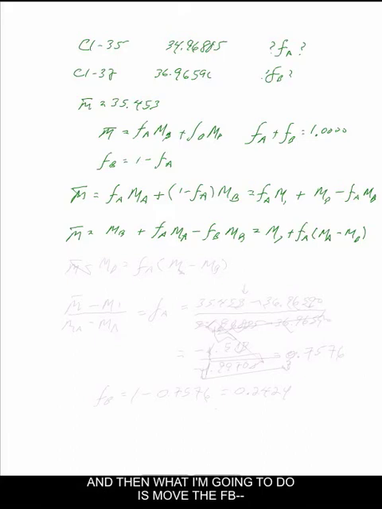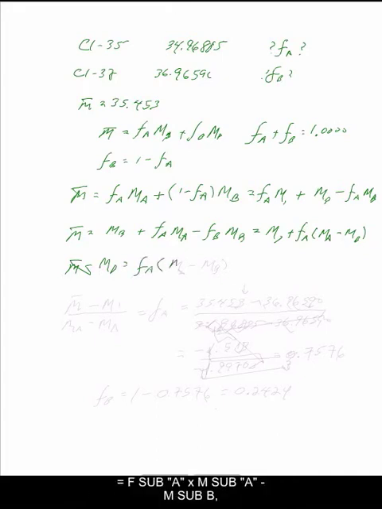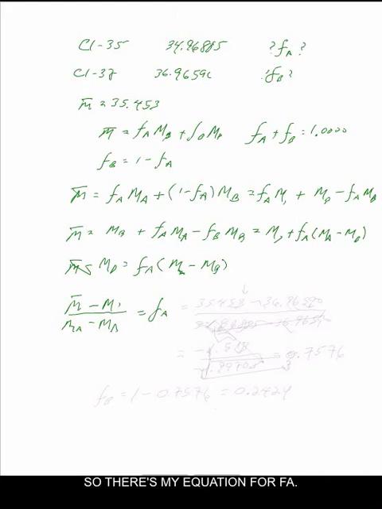And then what I'm going to do is move the FB to the other side, MB rather, to the other side, so I have the average mass minus MB equals F sub A times M sub A minus M sub B. Divide both sides by the term M sub A minus M sub B, and that gives me average mass minus MB, all divided by M sub A minus M sub B equals FA. So there's my equation for FA. And at this point, I simply plug in.